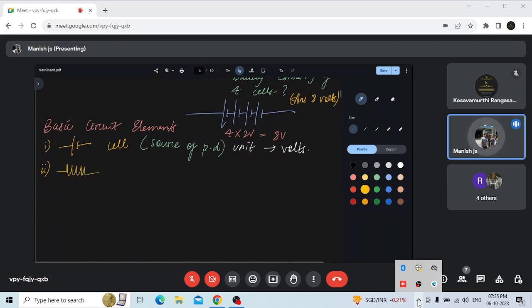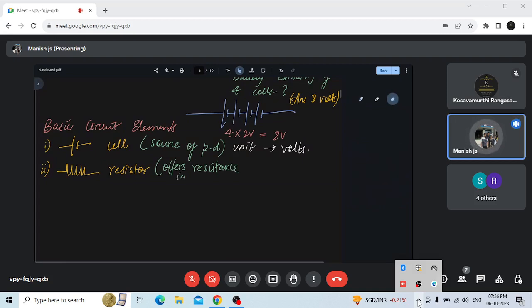Second is this symbol. Has anybody seen this symbol? What is this called? Resistance, sir. Very good. This is a resistor. And what is a resistor? A resistor offers resistance to the flow of current or electrons. It will not allow current to flow easily. It offers resistance to the flow of current. Let's put it that way: resistance to current flow.